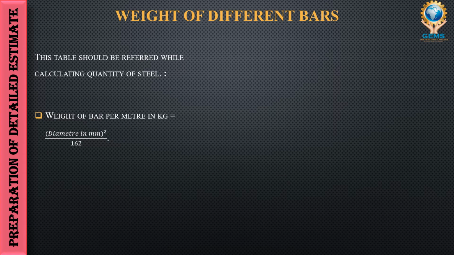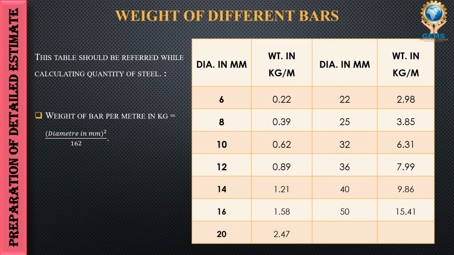Then the weight of the different bars. The table should be referred to while calculating the quantity of steel. We should refer to this table. So the weight of the bar per meter in kg is equal to diameter, which is in mm, squared, so diameter squared divided by 162. So this is the formula for the weight of a bar per meter in kg. So, the weight of different bars.